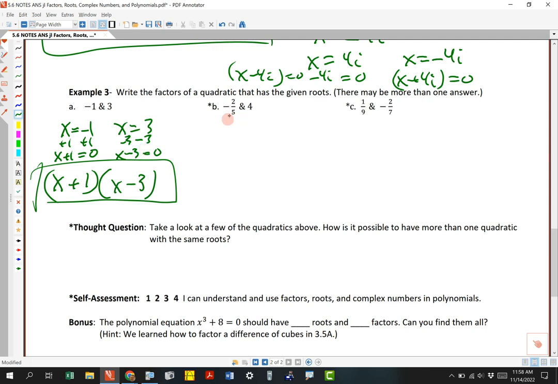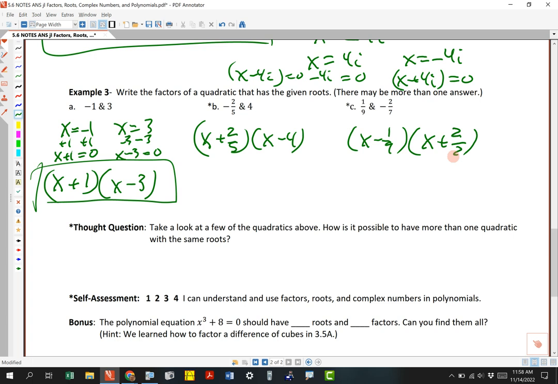On this one, I just do the opposite of this one. x plus 2/5, x minus 4. x minus 1/9, x plus 2/7. Now, if you'll notice, there's some stars on these last two. We are going to take the fractions off the end. These are perfectly good answers, but I want you to take a look at this. Because they didn't tell us what the original polynomial was, these are perfectly fine. So I'm going to put dotted circles around this.